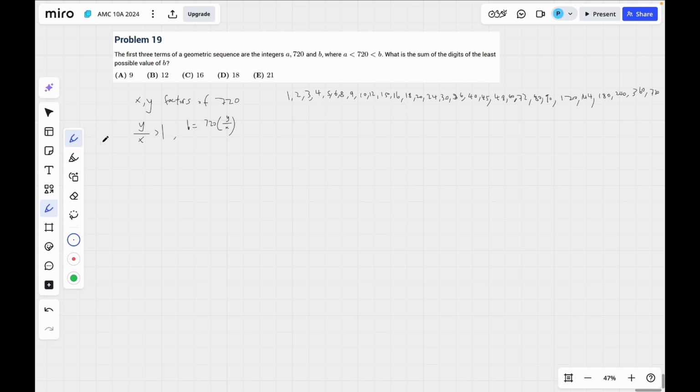So ideally, y and x should be consecutive, and so we see that the largest pair of consecutive is here, 15 and 16. We can also try a few other ones, but in the end we do get that 16 over 15 is the minimum value of y over x, where y over x is greater than 1. So we can find b by multiplying by 720, and we get 768. So we want the sum of digits again, so we just add these up and we get E, 21.